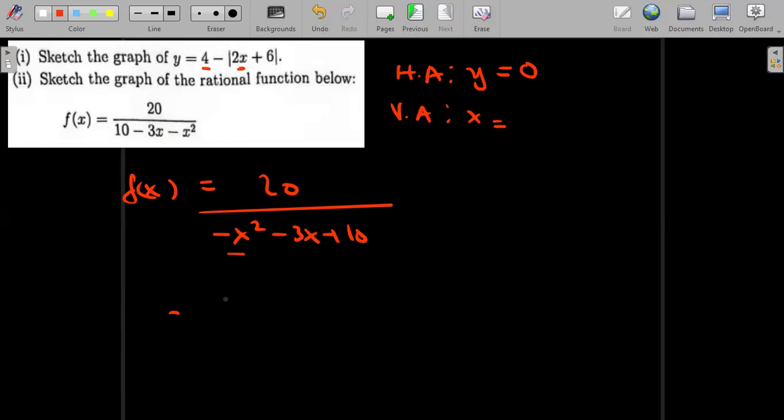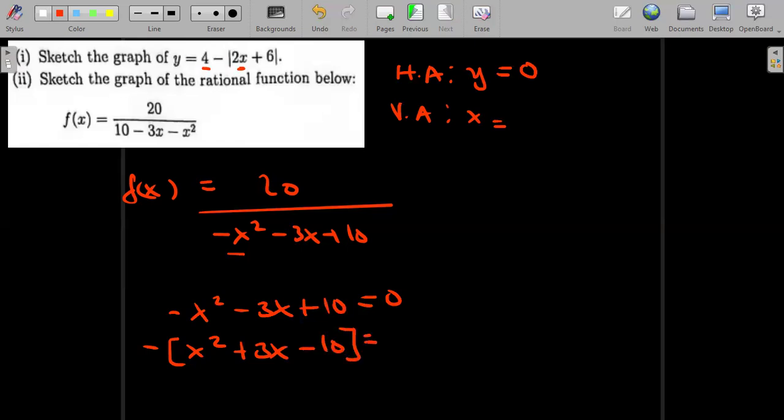Then to find your x asymptote, you must solve this equation. To solve this, you must factor it out first of all. So solve what's on the bottom, 3x plus 10, and this should be equal to 0. Then factor out a negative there, plus 3x minus 10 is equal to 0. When you work out this equation, you complete the square or use any other method, you just get that x is equal to 2 and x equal to -5.